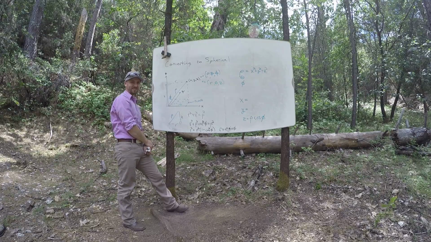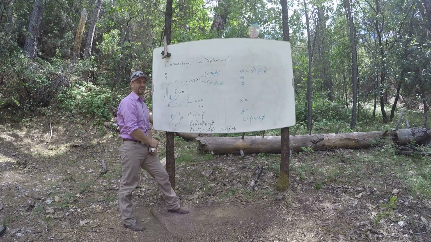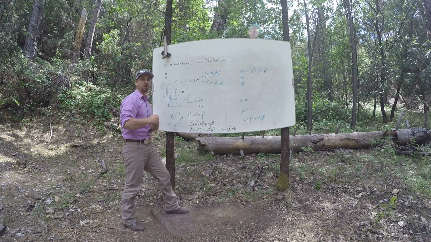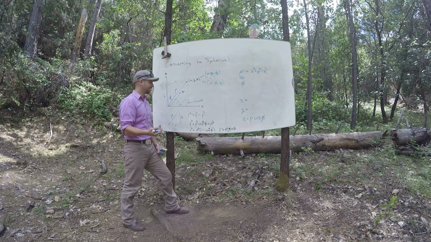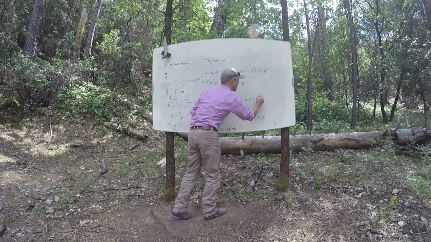Good. I'm glad you guys were able to sort that out. Now what do I do with that information? Put that in for r. x is supposed to be r cosine theta, so now it's rho sine phi cosine theta. So I get rho sine phi cos theta.